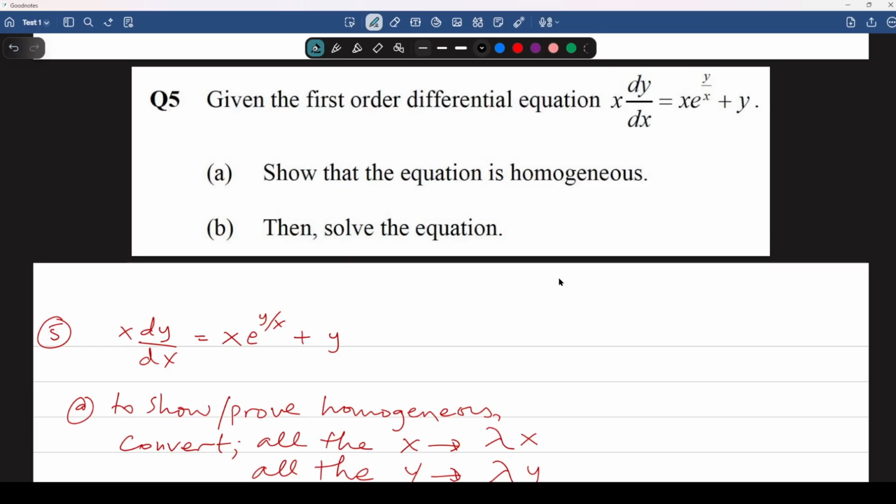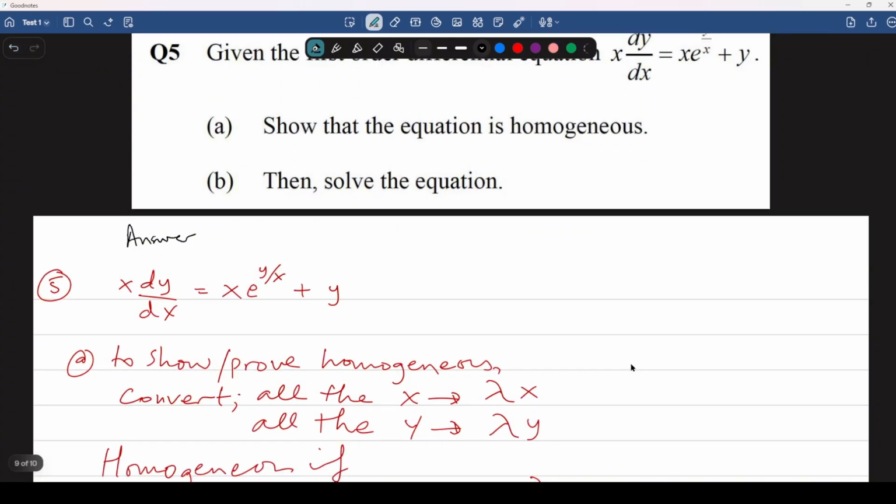Question 5: given the first order differential equation x dy/dx equals x times e to the power of y over x plus y, show that the equation is homogeneous. To show that a differential equation is homogeneous, we use a lambda x expression: substitute all the x with lambda x and all the y with lambda y into the original equation, and it should come back to the original form of dy/dx.